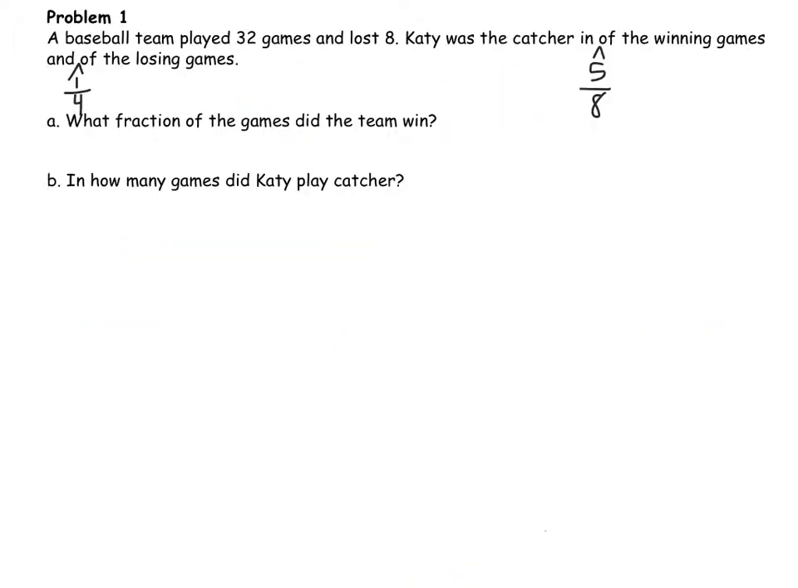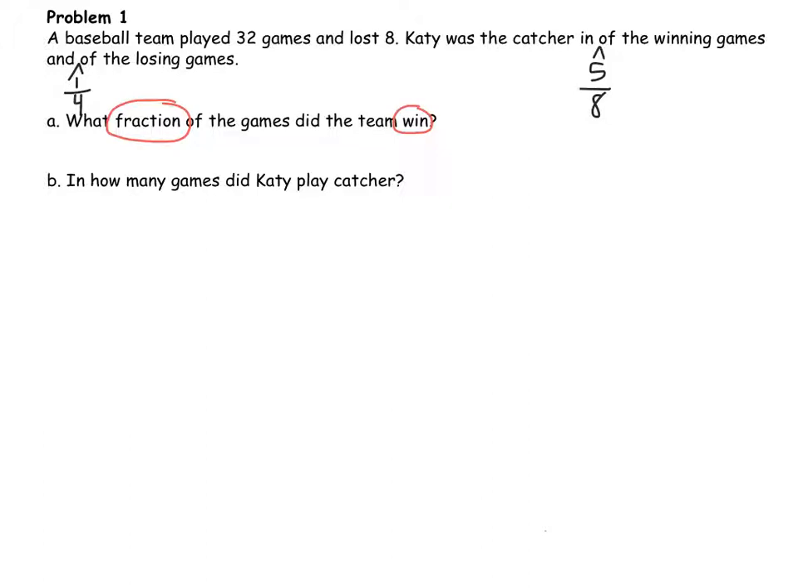Problem number 1. A baseball team played 32 games and lost 8. Katie was the catcher in 5/8 of the winning games and 1/4 of the losing games. So, part A. What fraction of the games did the team win? Well, they talk about Katie being the catcher in 5/8 of the winning games and 1/4 of the losing games. But I don't need to know about Katie. So what fraction of the games did the team win?